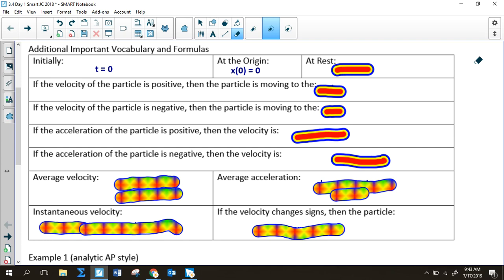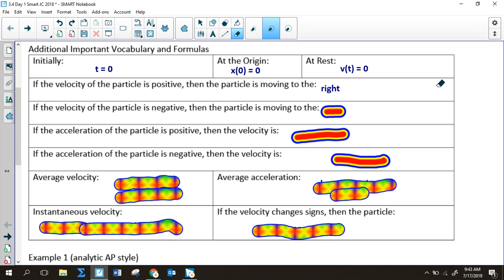And then if we say the particle is at rest, then what we really mean is that the velocity is zero, so it's not moving. Okay, and then these next few phrases we'll use a lot, and we'll continue to use them, and you'll hear them asked on the AP exam as we start reviewing later on in the year. You'll see them again and again. If the velocity of the particle is positive at any given time, then the particle is moving to the right. So positive velocity, moving to the right.